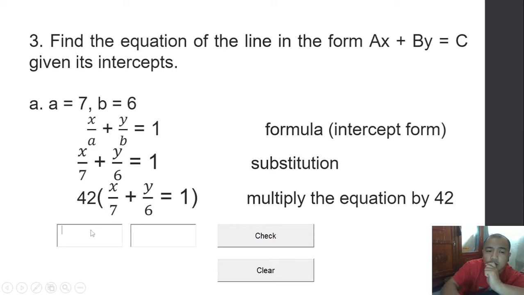So what will be our answer? 42 times x over 7 is 6x. 6x plus 7y equals 42. Is it correct? Yeah, 6x plus 7y equals 42 is the equation of the line with x-intercept 7 and y-intercept 6.